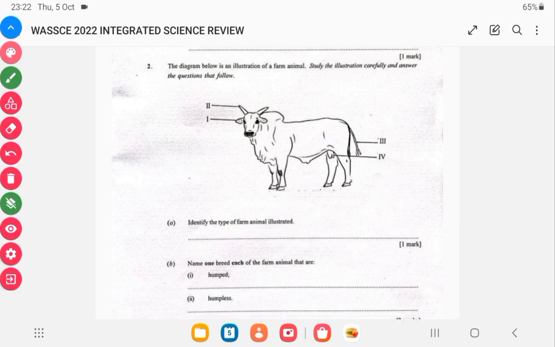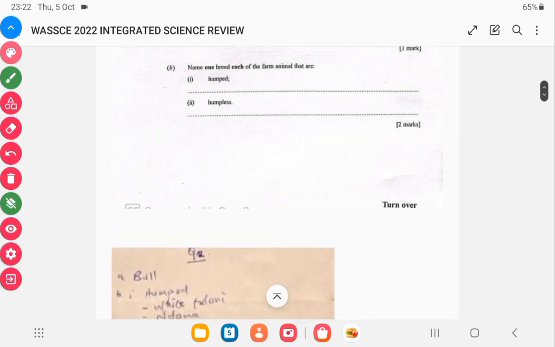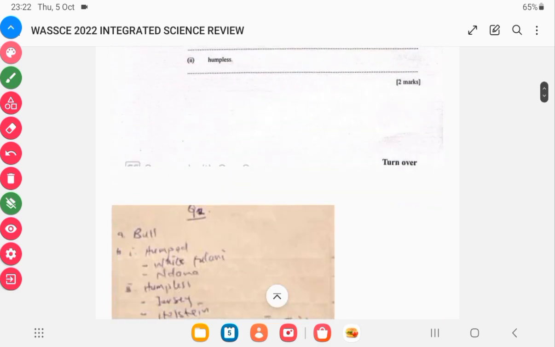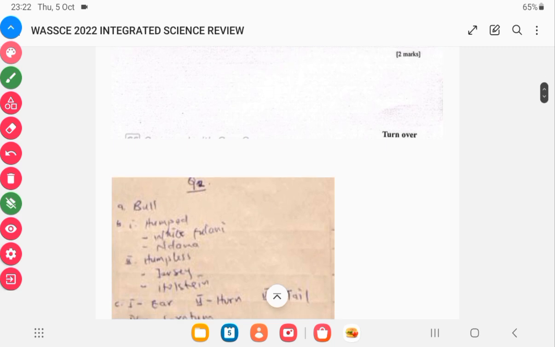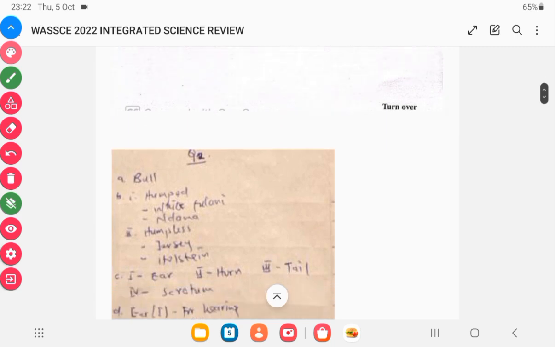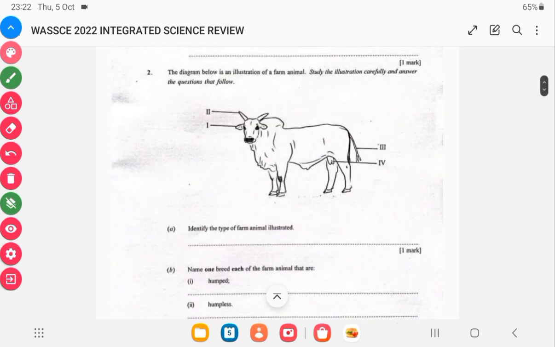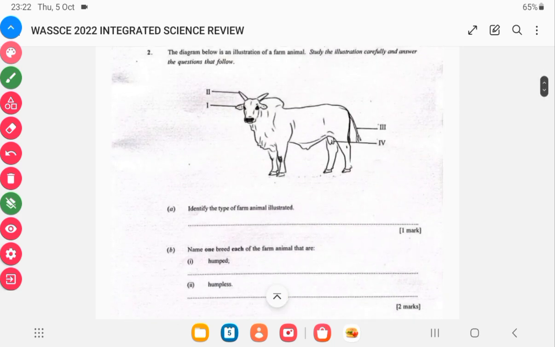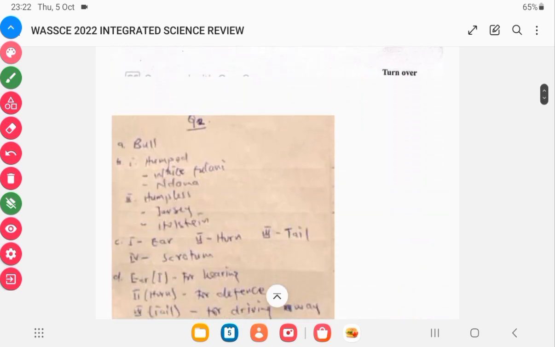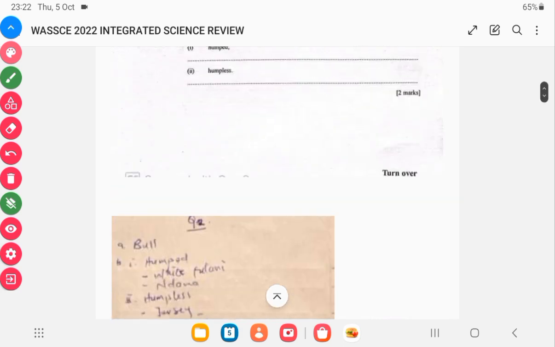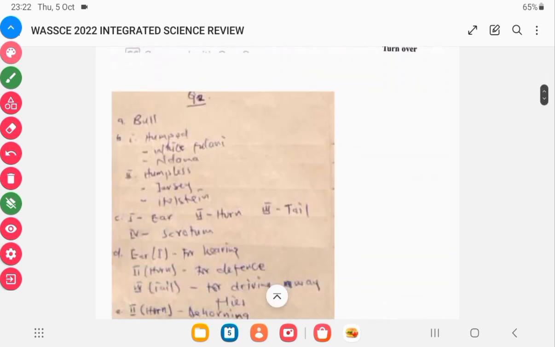So this was a cow, which is the agric part. Identify the animal illustrated. Definitely it's a bull, the horned one. Examples are White Fulani and then N'Dama. The hornless, then you have Jersey. Yes, and then you are asked to label the parts. So you have the ear, the eye, the horn, and then the tail, and then the scrotum.